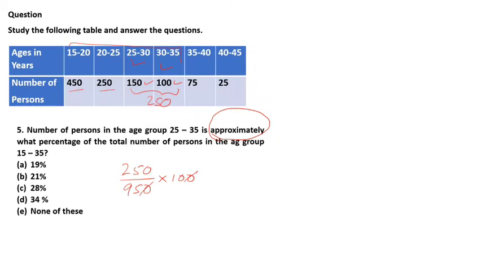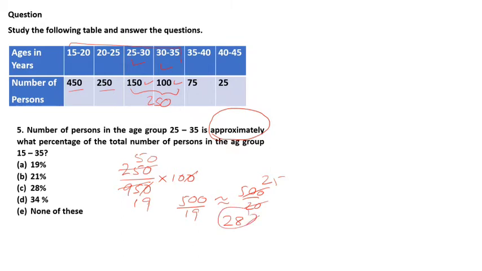Here in 250, 5 will go how many times? 50 times. Here 5 will go 19 times. So it becomes approximately 500 divided by 19. So you can make it approximately equal to 500 divided by 20. So this becomes 25. So the approximate value is 25. When you calculate it exactly, it becomes near about 28%.